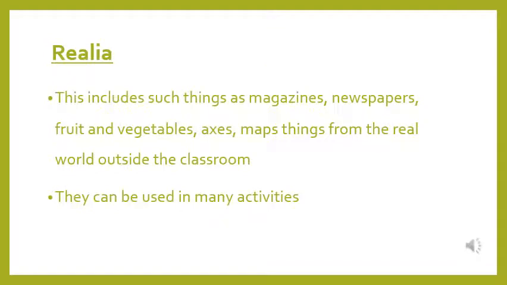Next, real objects. This includes things like magazines, newspapers, fruits and vegetables, maps, etc. The teacher can use some real objects to make activities inside the classroom. Like the teacher can make use of the blackboard in the classroom, the chalk piece, some magazines, a newspaper, or the teacher can make use of things outside the classroom like trees, bicycles, some shops, whatever it is.